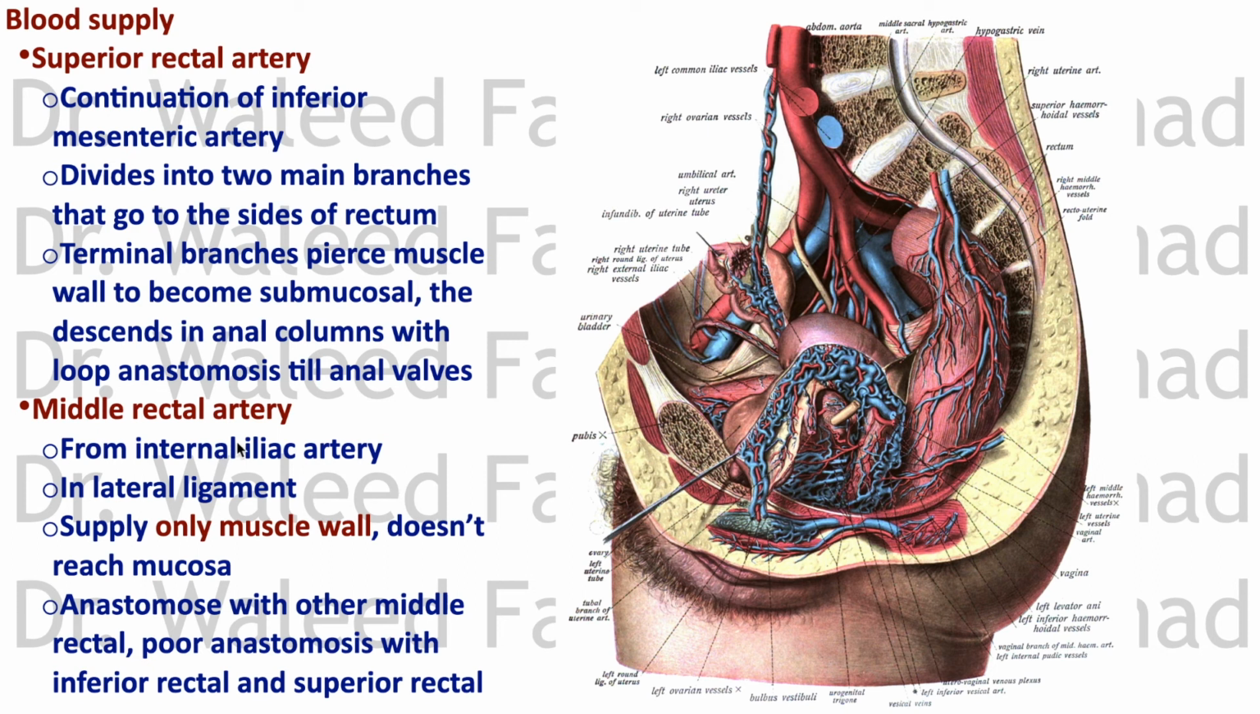Back to the middle rectal artery, from the internal iliac artery in the lateral ligament, it supplies only the muscle wall. This is also an MCQ, a multiple choice question. It supplies only the muscle wall. It does not reach the mucosa, and it has poor anastomosis with the surrounding vessels. This is the middle rectal artery, a supply for the rectum.